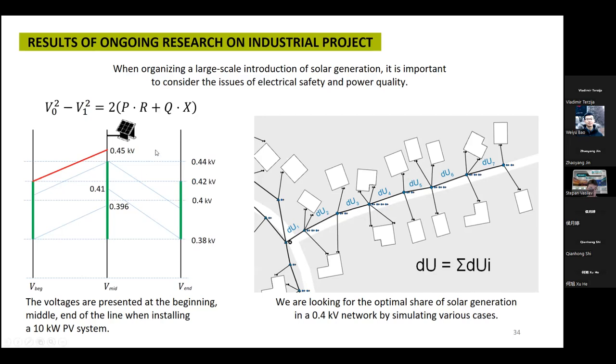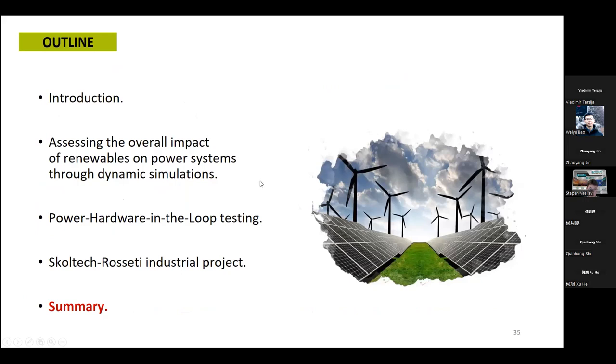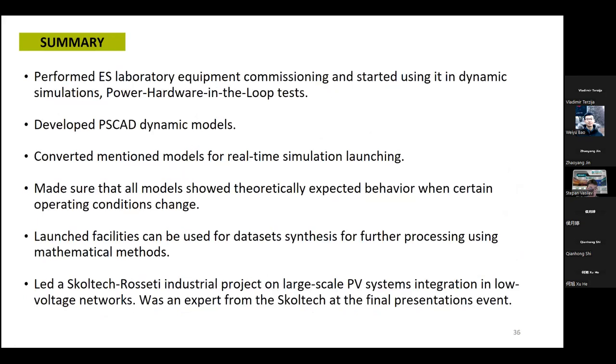We are looking for the optimal share of solar generation in 0.4 kilovolt network by simulating various cases once again. So let me summarize all my activities. All activities and projects I talked about today were aimed at both theoretical and practical understanding of the impact of converter interface generation facilities on the electric power system operation.